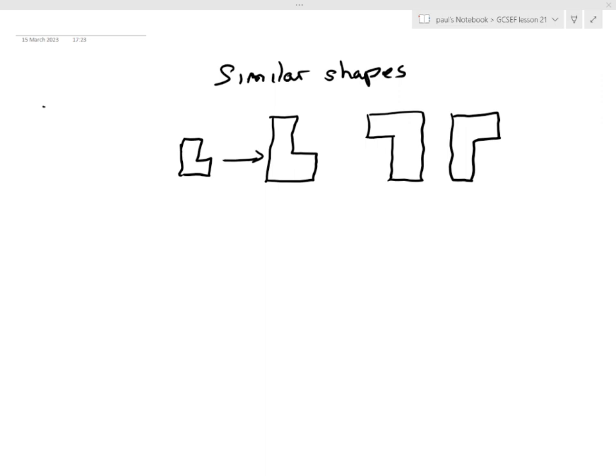Okay, this one is called similar shapes. Now, similar shapes are shapes in exactly the same proportions, but one is larger than the other. What we have to do with similar shapes is usually find a missing side on one or the other. The first thing that we have to do is find what's called a scale factor. Now, the scale factor is how many times bigger, say, B is than A.